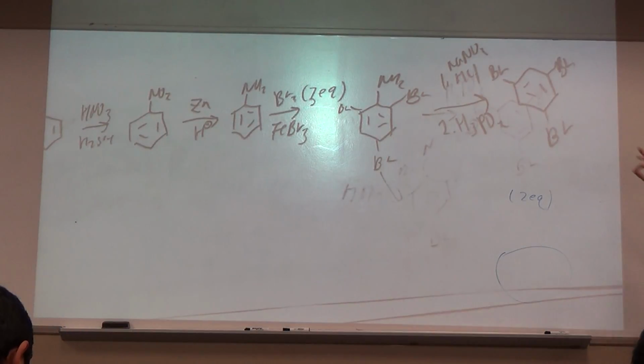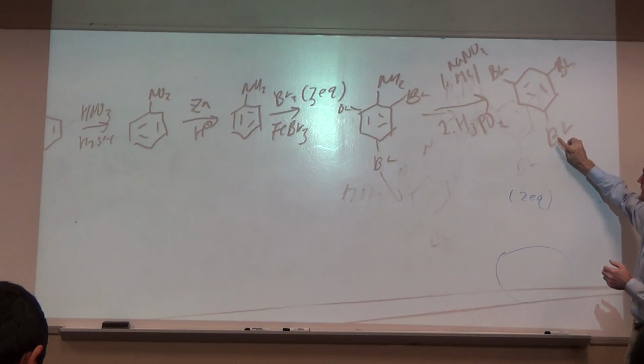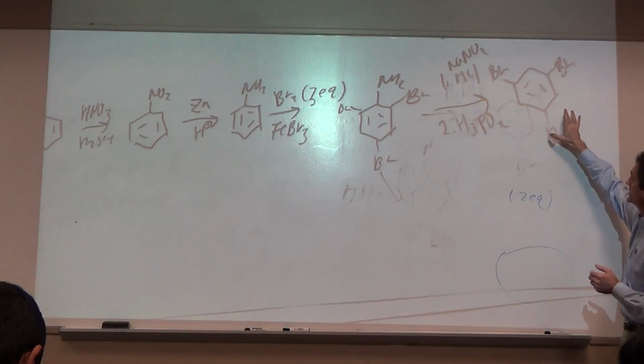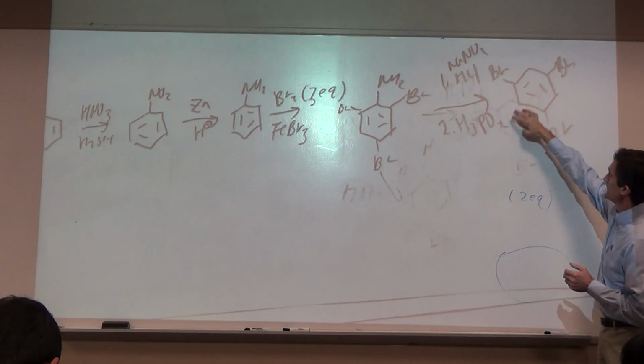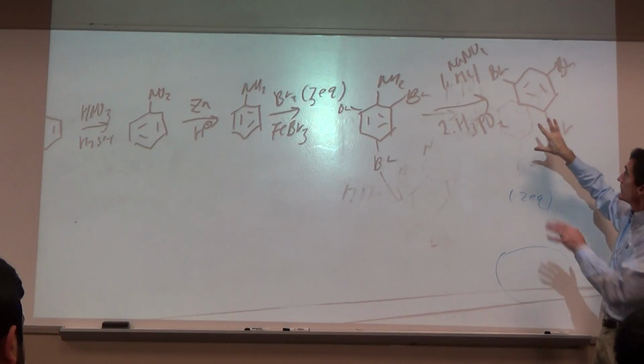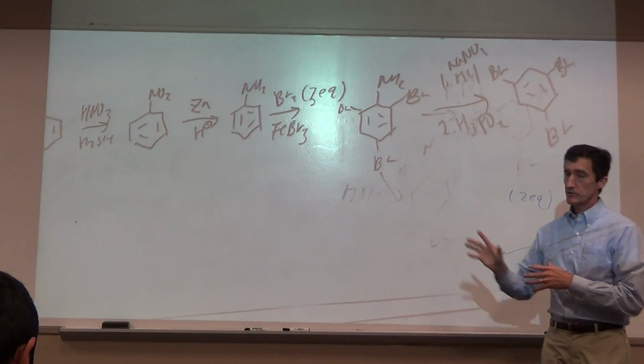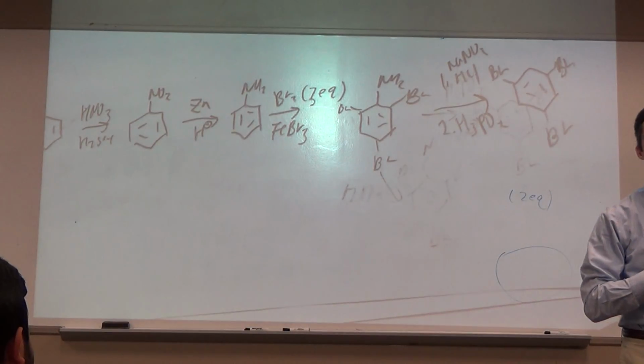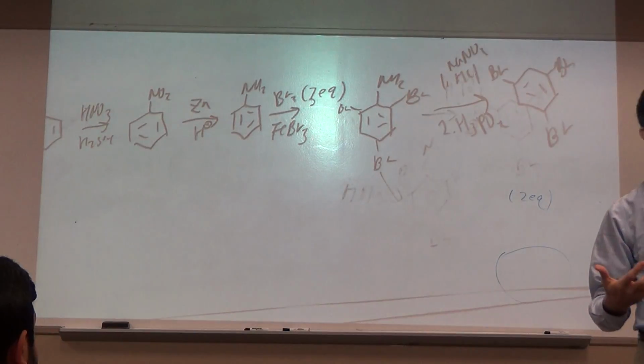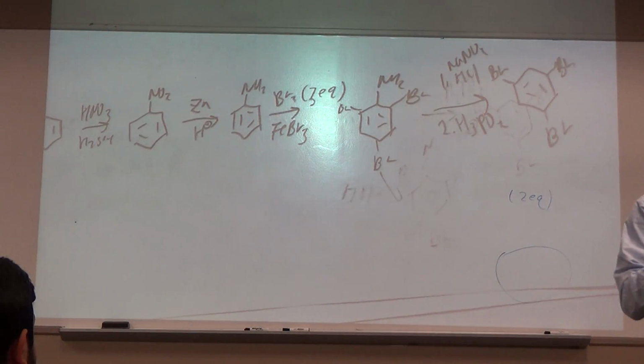If you just try to react benzene with 3 equivalents of bromine, the first one's going to go here, the next one's going to go ortho to that, or para. They're not going to be meta to each other. So this is an example of where you would use a sort of protecting group, or a group where you put it on and later take it off.